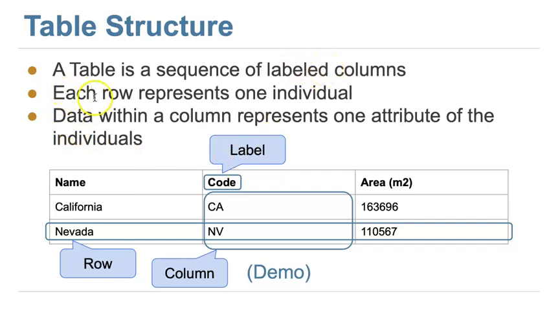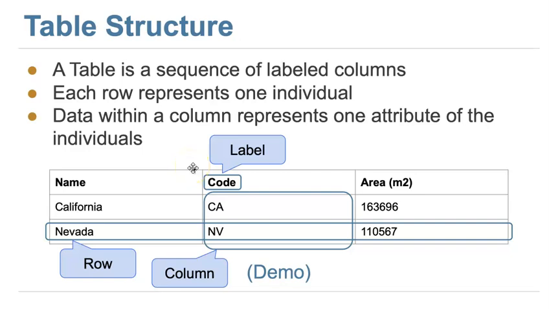So usually each row represents one individual. For example, you see here is the information about California. Then the second row is information for the Nevada state. So the data within a column represents one attribute of the individual.